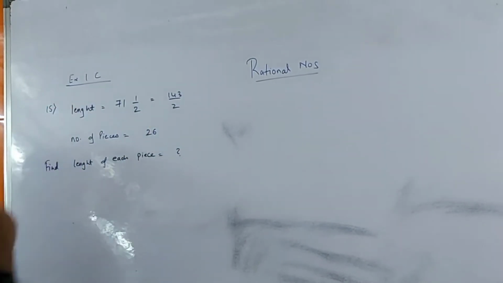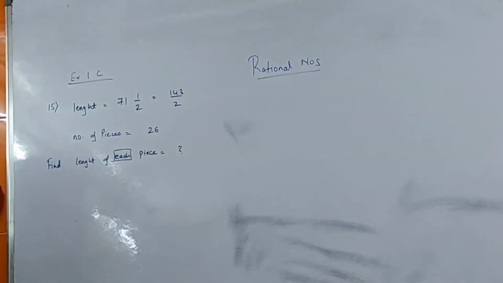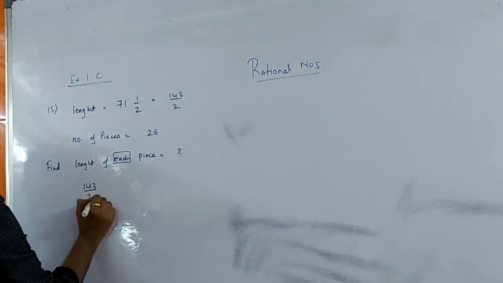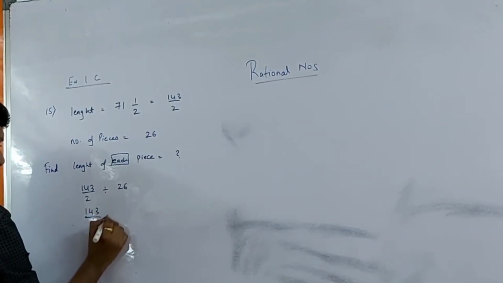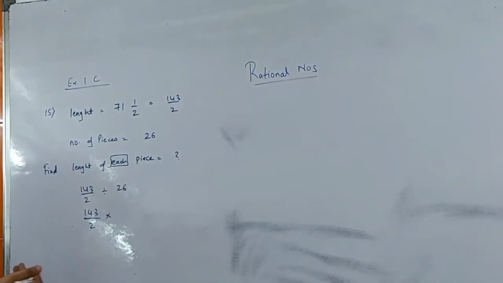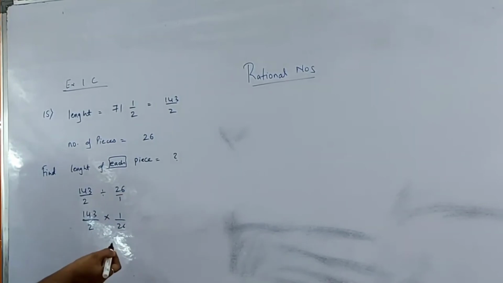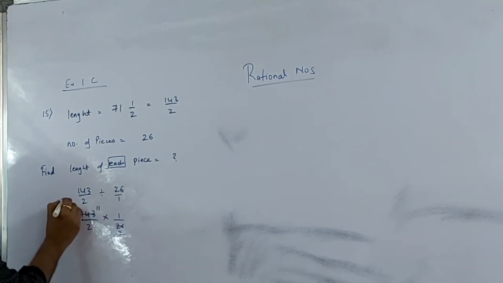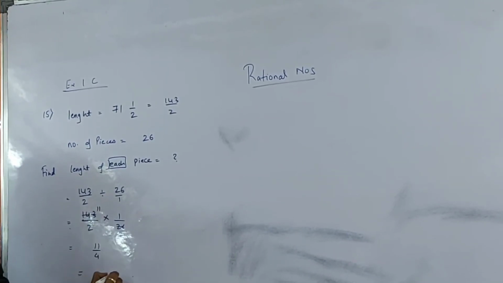Question mark. So as I have told you, if I want to find the length of each, meaning 1, you have to divide. So simple, I'll divide 143 upon 2 by 26. So for 143 upon 2, if I have to convert the division into multiplication, I have to take the reciprocal, 1 upon 26. Why? Because there is no number in the denominator. Now 13 twos are 26, 13 elevens are 143. So the answer is 11 upon 4, which is nothing but 2 3 upon 4.